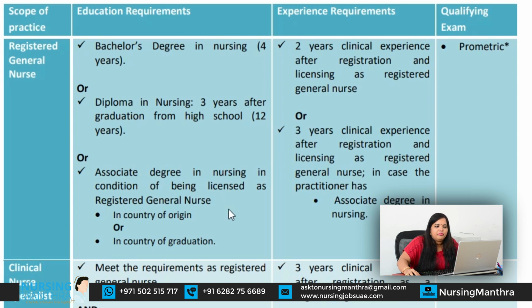Registered nurse: for a diploma in nursing of 3 years after 12th standard, we can apply. And the experience requirement is 2 years for BSc nurses and 3 years for diploma nurses. The Prometric exam is required for registered general nurse. Here you can see that for the registered general nurse category, the license we will get is for diploma nurses also. In DHA, MOH and DOH also, diploma nurses get the title assistant nurse or practical nurse. In Saudi, you will get the title of technical nurse for diploma nurses.